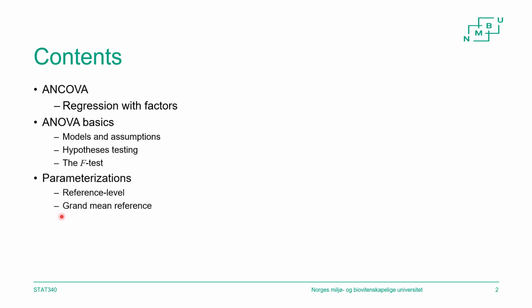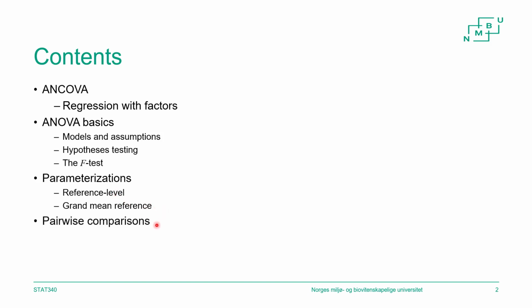We have to say a few words about parameterizations when it comes to ANOVA, because the output we get differs quite a lot depending if we do, as we say, a reference level modeling or a grand mean reference modeling. So this decides what we actually test in our hypothesis test. There are also other ways than these two, but these two are the ones we will focus on here, how to make contrast, as we say.